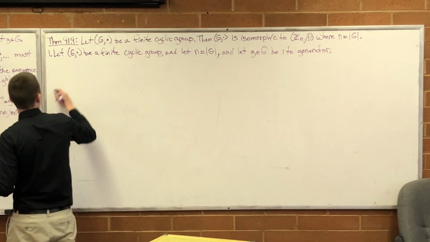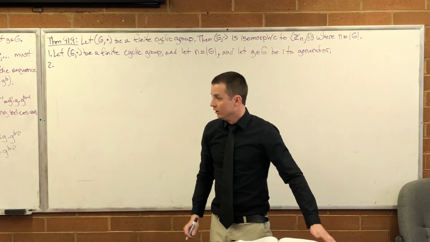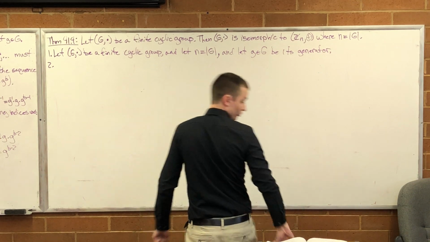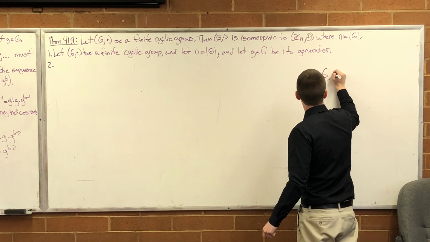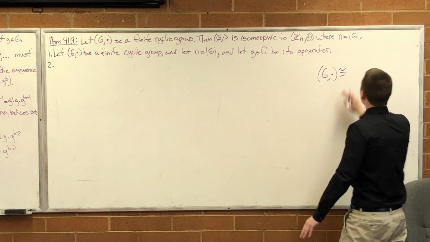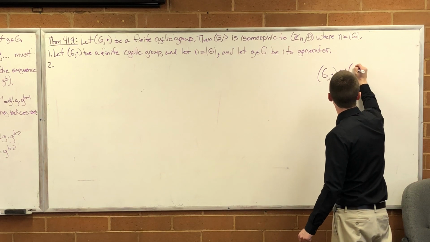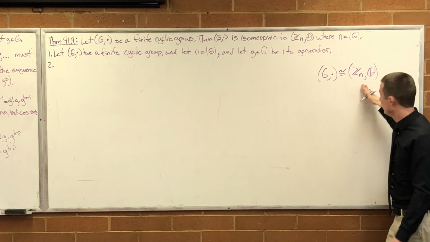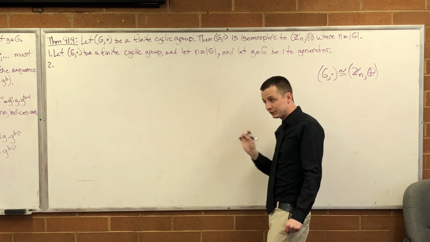Alright, so now we're trying to show that G star is isomorphic to Z sub n plus, where this n here is the size of G. That's what we need to show.